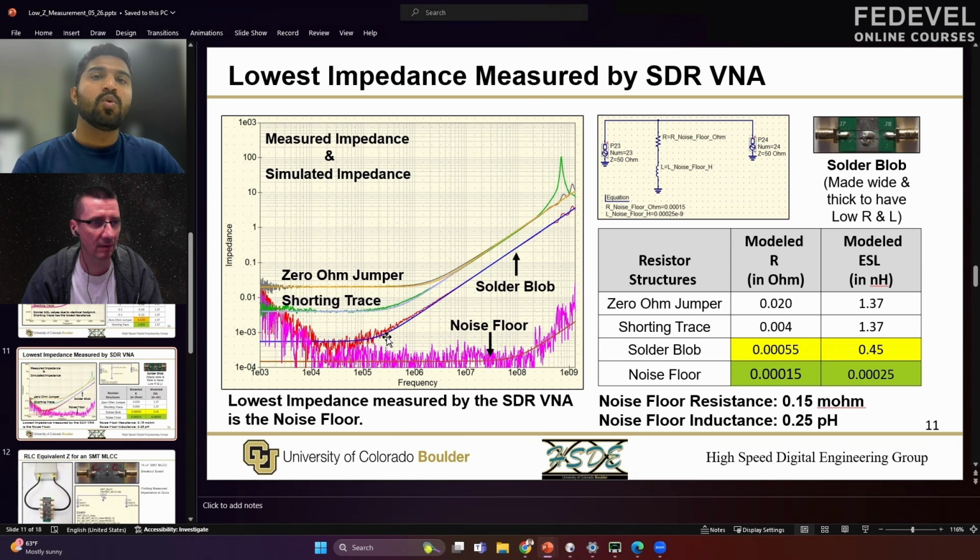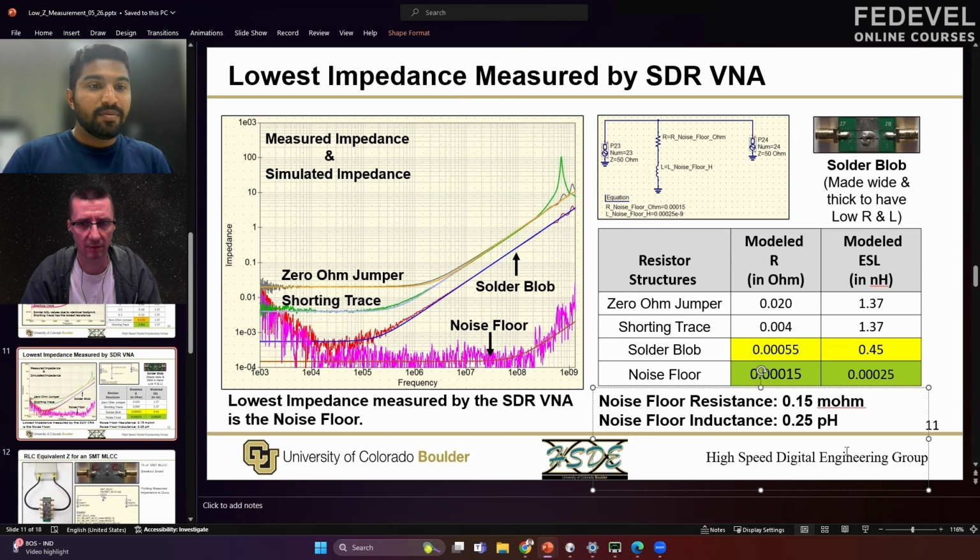Let's look at the results that we have. Wow. So the solder blob that we have has a resistance of 0.55 milliohms. And the noise floor is even less. It's 0.15 milliohms, and that's really less. And if we check the ESL values for these, the noise floor is 0.25 picohenry. So just imagine, a $450 VNA can get us such low measurements on the impedance profile. A resistance of 0.15 milliohms and an ESL value of 0.25 picohenries. And that's really good for a $450 VNA.